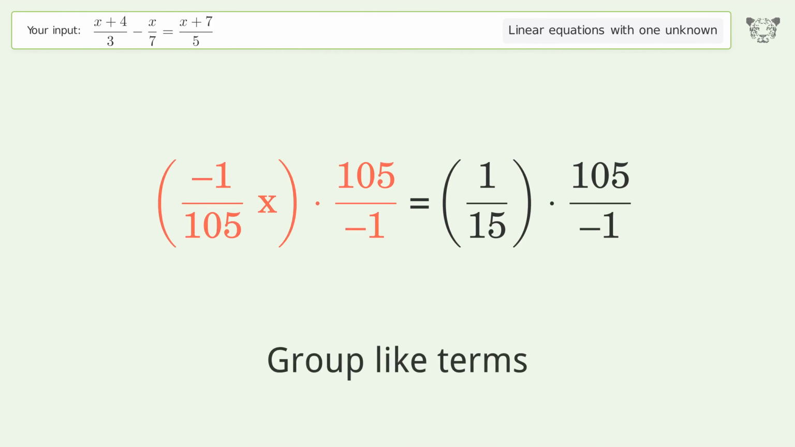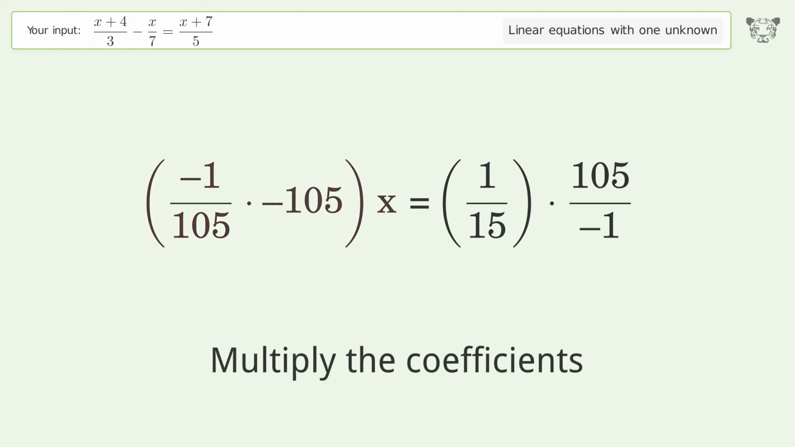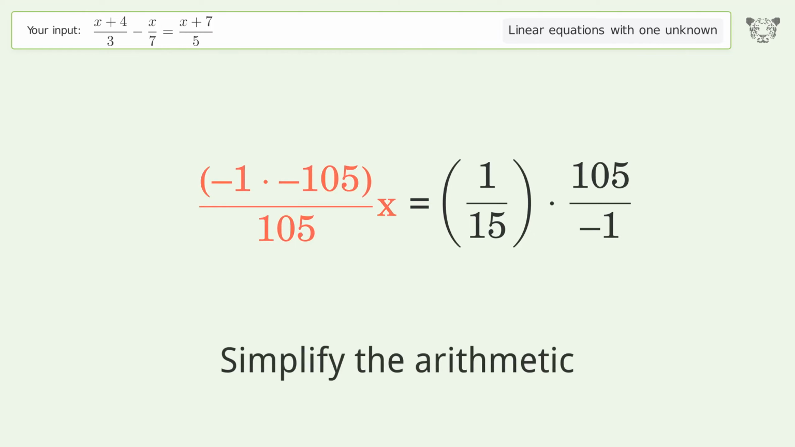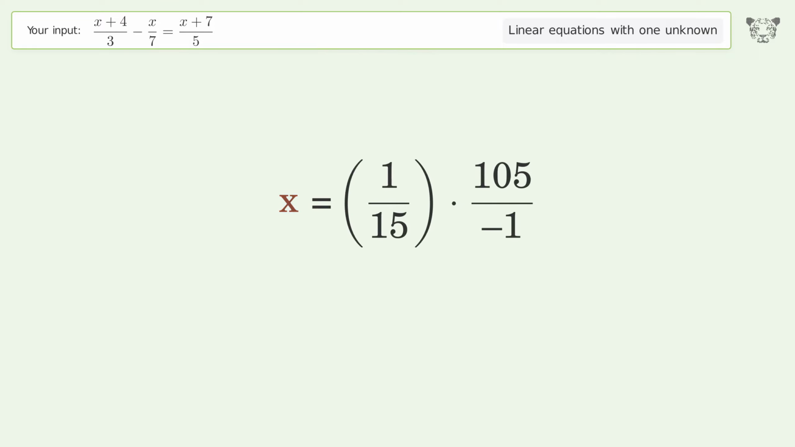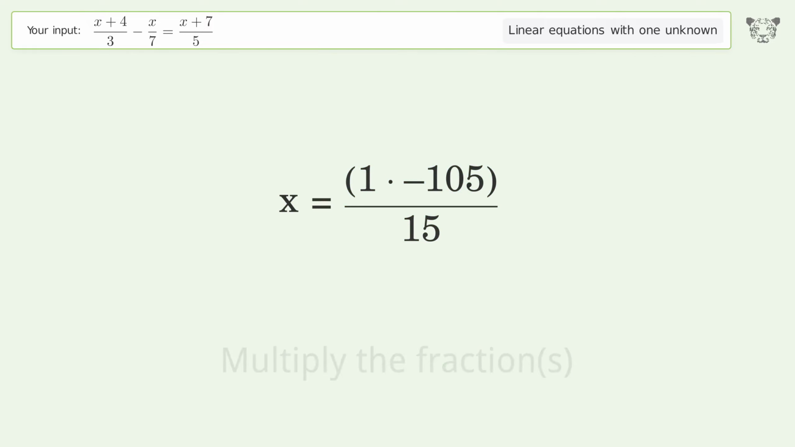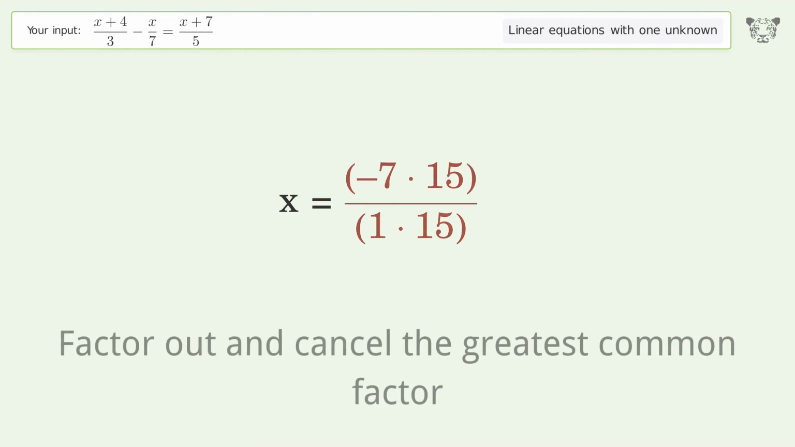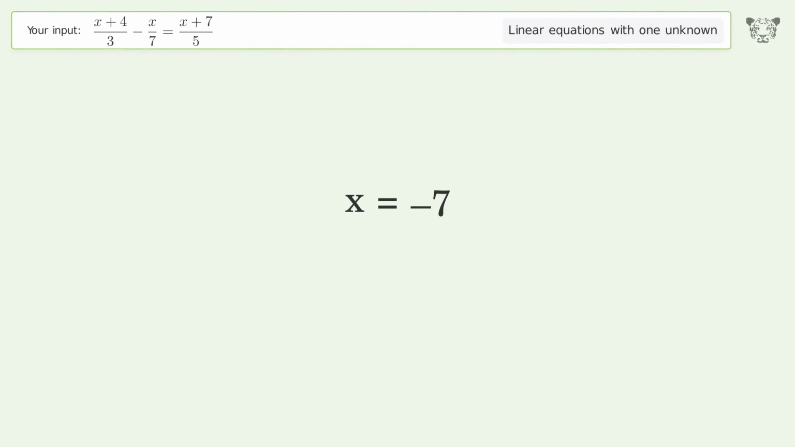Group like terms. Multiply the coefficients. Simplify the arithmetic. Multiply the fractions. Find the greatest common factor of the numerator and denominator. Factor out and cancel the greatest common factor. And so the final result is x equals -7.